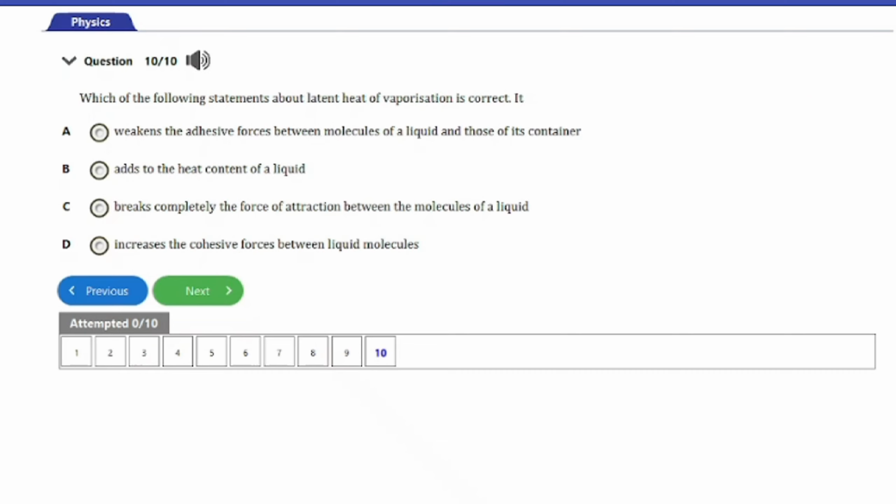It says, which of the following statements about latent heat of vaporization is correct? It's A. Weakens the adhesive forces between molecules of a liquid and those of its container. B. Adds to the heat content of a liquid. C. Breaks completely the force of attraction between the molecules of a liquid. D. Increases the cohesive forces between liquid molecules. So, guys, the answer to this question is option C here. It actually breaks completely the force of attraction between the molecules of a liquid. And that's it for this question.